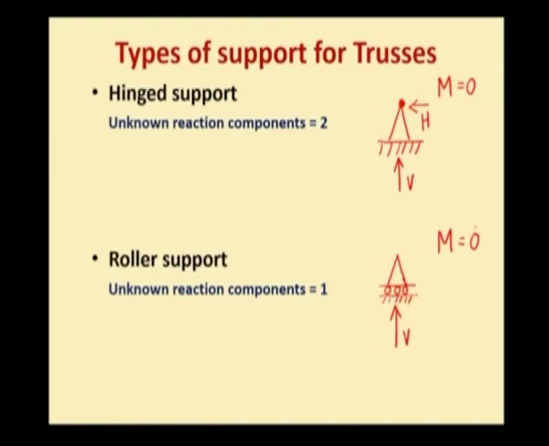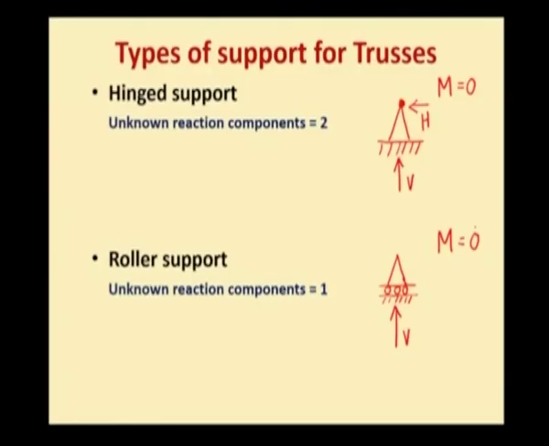So, this support can displace towards the right or it can displace towards the left depending upon the direction from which the external load is applied. And since it is allowing horizontal displacement, there will not be any horizontal reaction and hence H will be 0. So, the only unknown reaction component is V. So, the total unknown reaction components for roller support is 1.